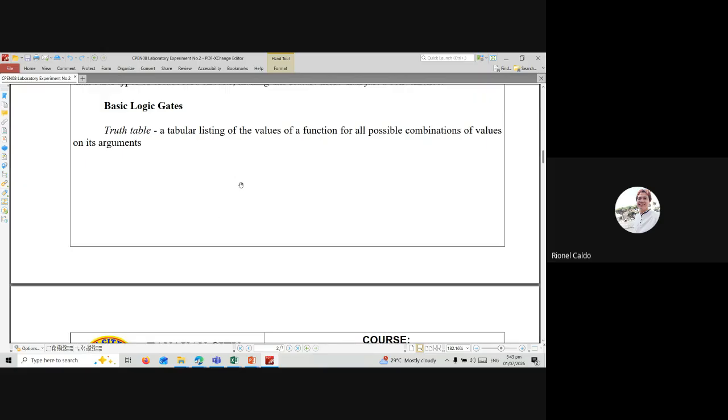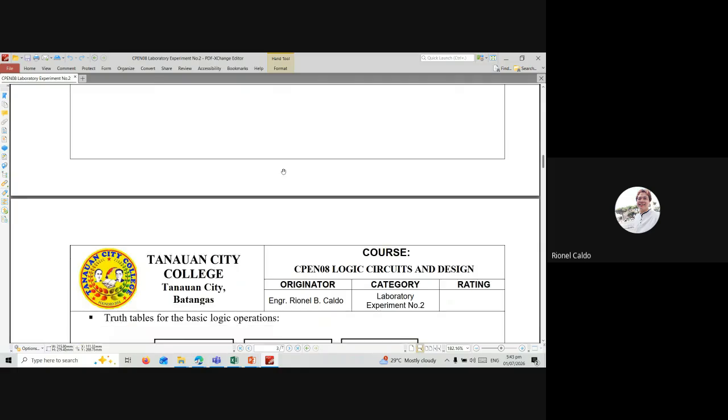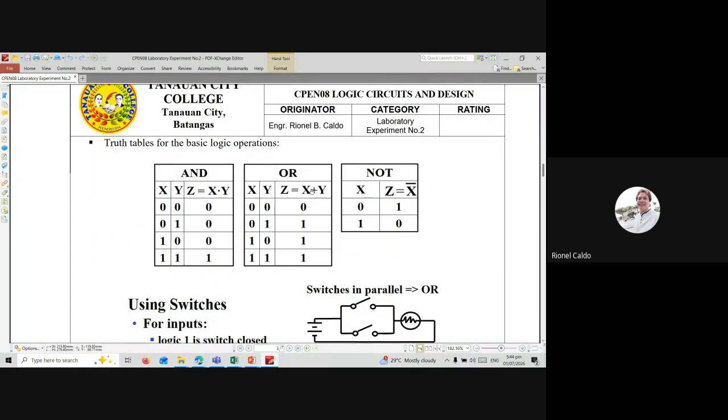Kaya dun sa ating previous laboratory experiment, kapag NOT gate, diba, since ang atin pong variable is only 1, 2 raised to 1 will give us 2 possible combinations. Kaya 0 and 1 lang yung sa NOT gate. Pero pagdating natin sa AND gate at saka sa OR gate, we have 2 variables already. 2 raised to 2 will give us 4 possible combinations. Kaya dun sa truth table natin, meron tayong 00, 01, 10, and 11. So, 4 yung possible na input combinations natin.